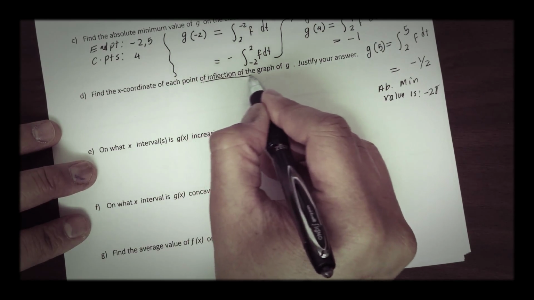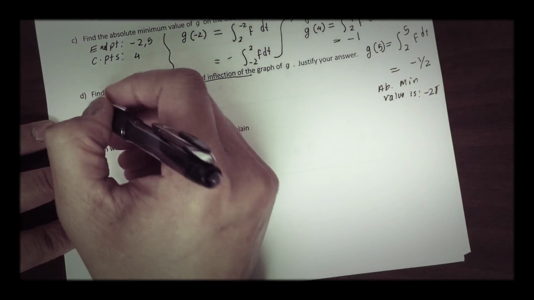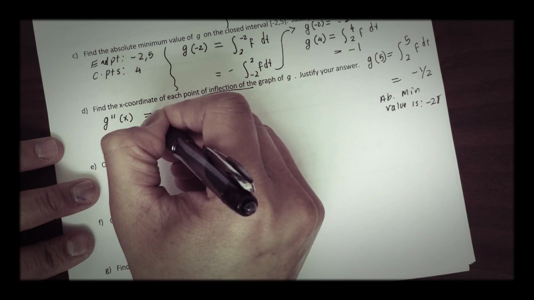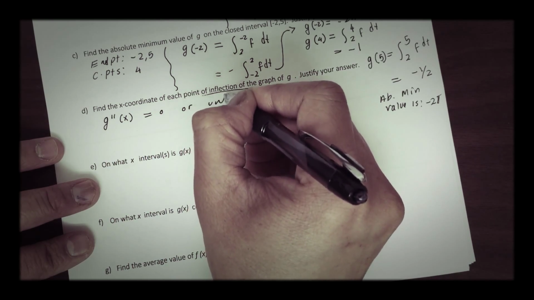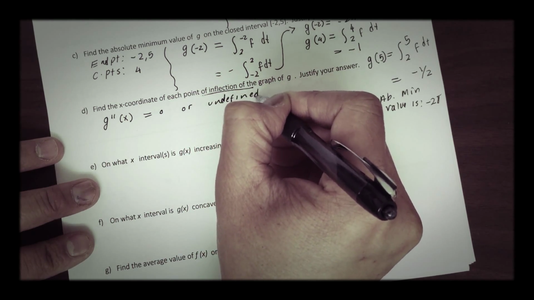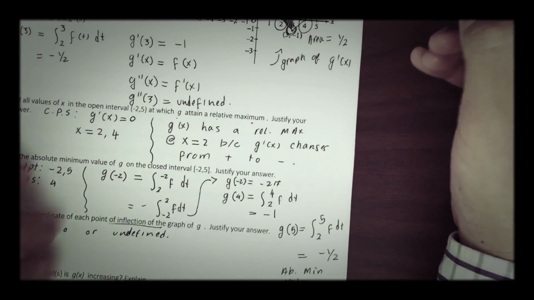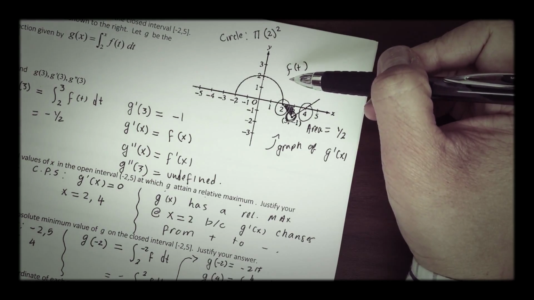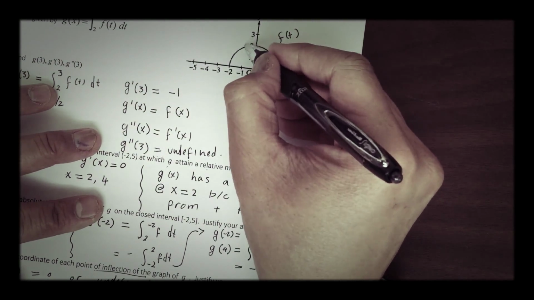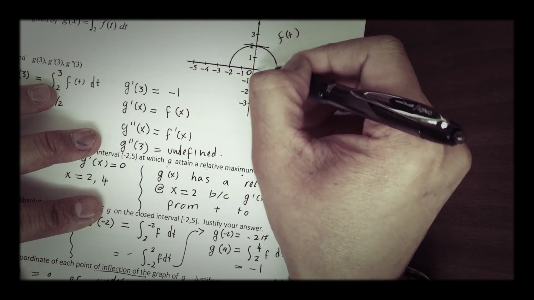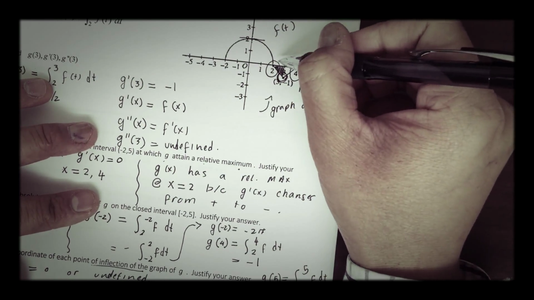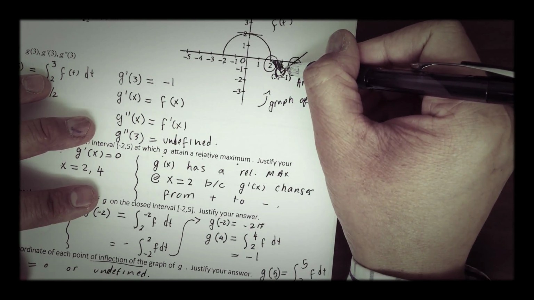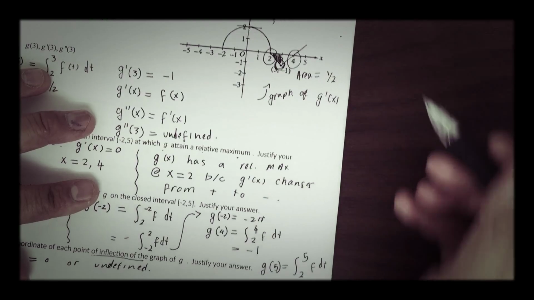Find the x-coordinate of the inflection point of the graph of g. For an inflection point, we need to look at the second derivative. So g double prime equals 0 or is undefined. That's how we find inflection points. Now this is the graph of g prime, so by studying the slope of g prime, we get g double prime. We can see that g double prime equals 0 at 0. g double prime is undefined at 2. It's also undefined at 4, and that's it.